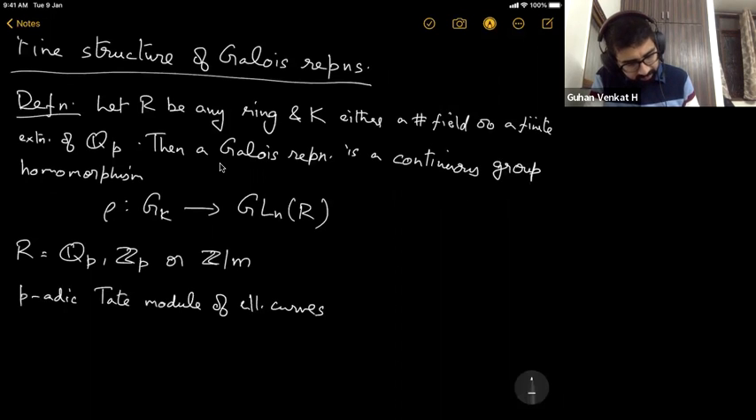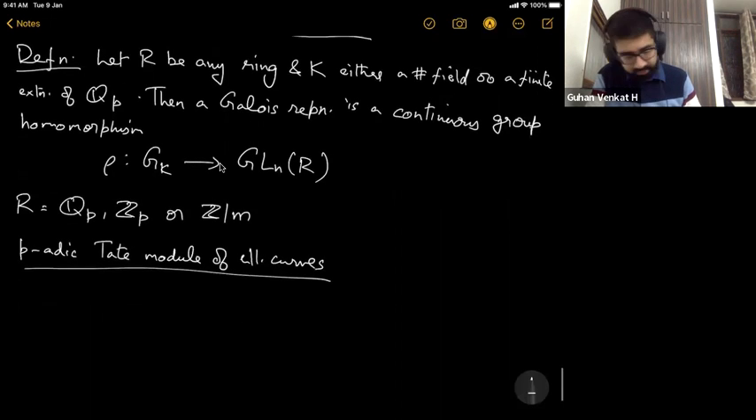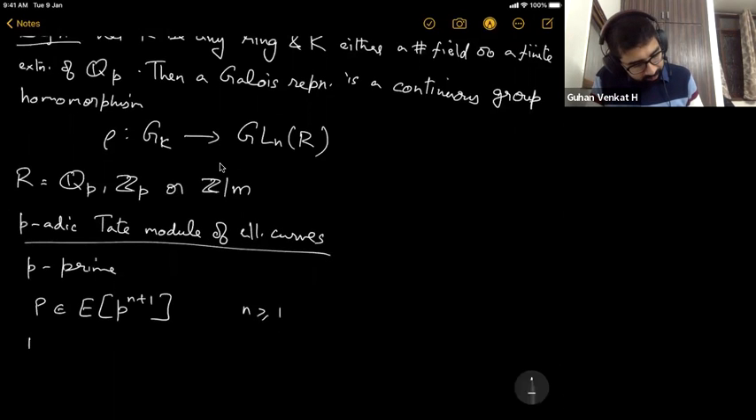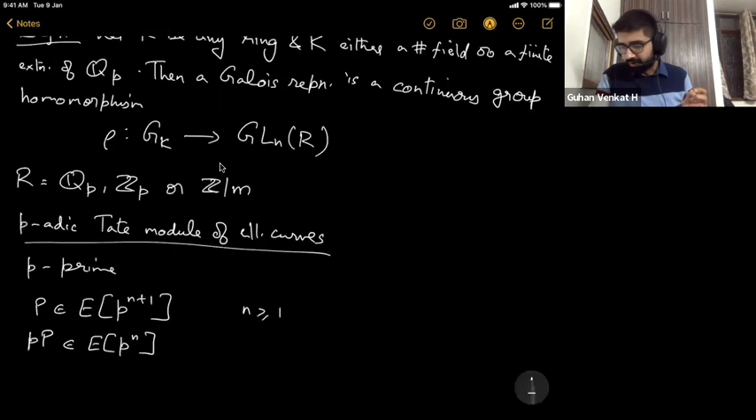It will give a nice Galois representation attached to the elliptic curve. Right. So E is going to be an elliptic curve over the field as before, and then say p is a prime. And suppose you choose a point P which is a p^(n+1) torsion point. So here, let's say n is greater than or equal to 1. Then pP will be a p^n torsion point on the elliptic curve.